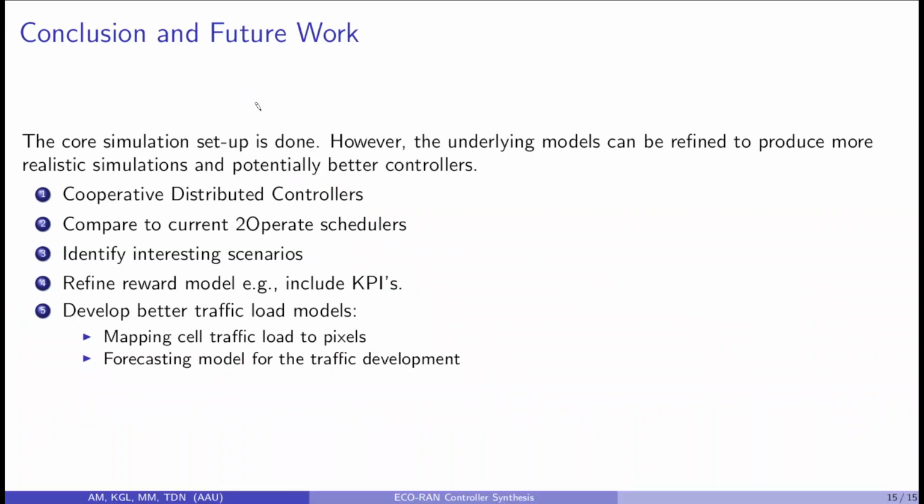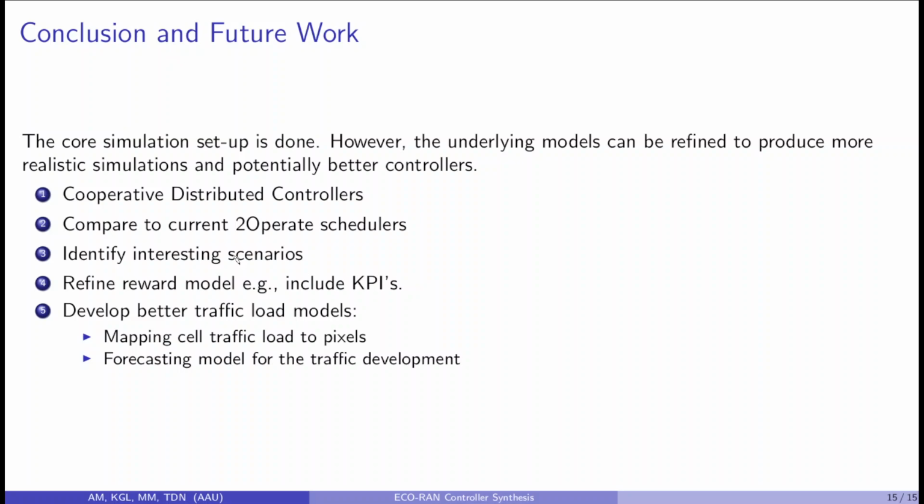So we have implemented a simulator that is quite flexible. However, there are many things we would like to do. We have these distributed controllers, but they do not cooperate. They don't share information between each other. We would like to have a cooperative approach. We would also like to compare to operational schedulers, so have more real controllers and simulations. We would also like to identify interesting scenarios.